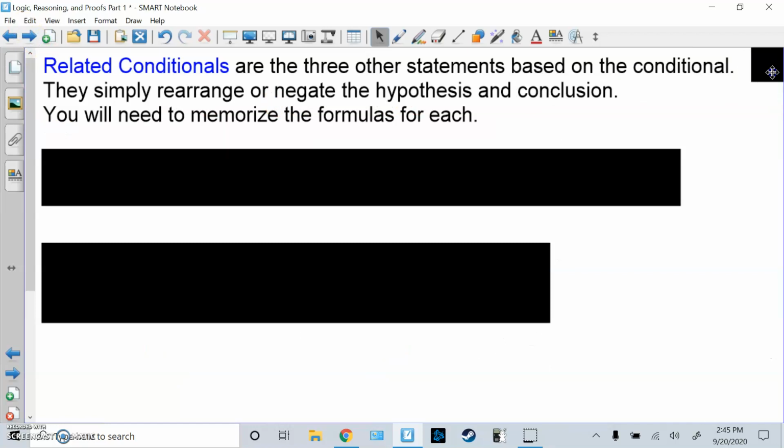Alright, we have related conditionals. These are the three other statements based on the conditional P to Q. They simply rearrange or negate the hypothesis and conclusion. You will need to memorize the formulas for each of these.